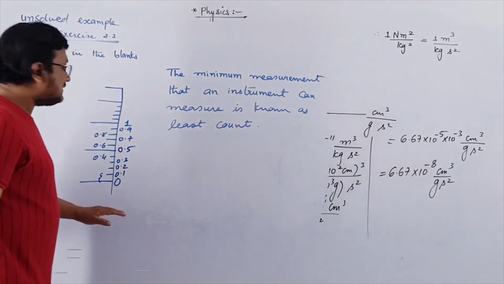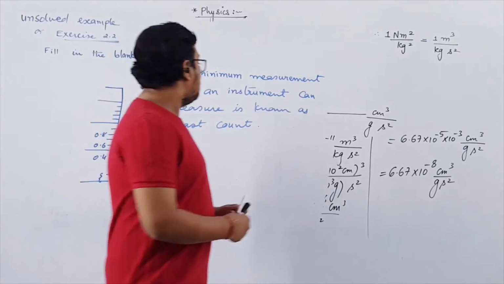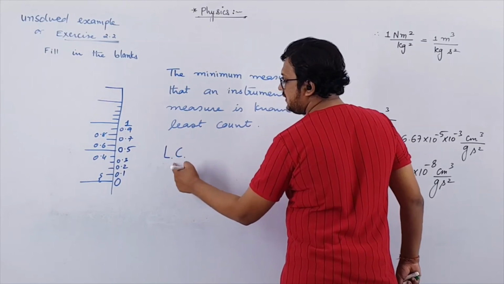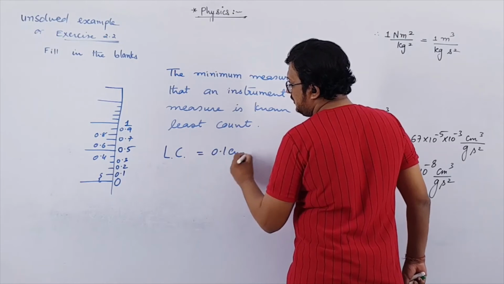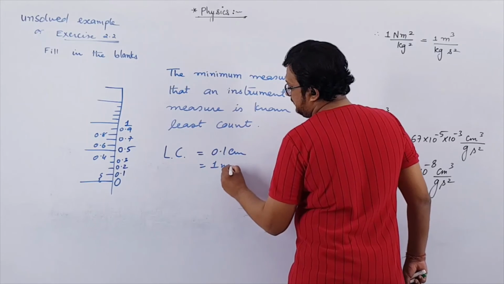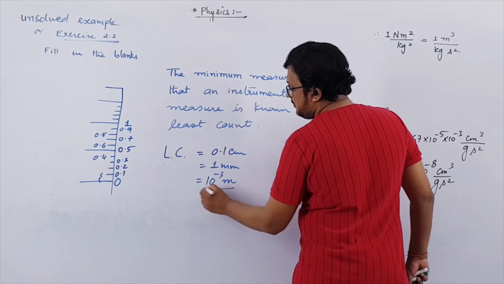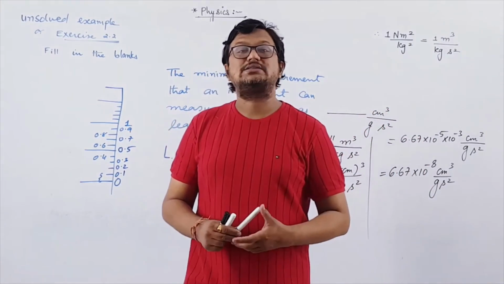So here you can see that a scale can measure minimum up to 0.1 centimeter. So the least count, which can be represented as LC, for a scale is 0.1 centimeter, or you can say this is 1 mm, which is 10 raised to minus 3 meter. So by using a scale, we can measure small distances up to 10 raised to minus 3 meter.